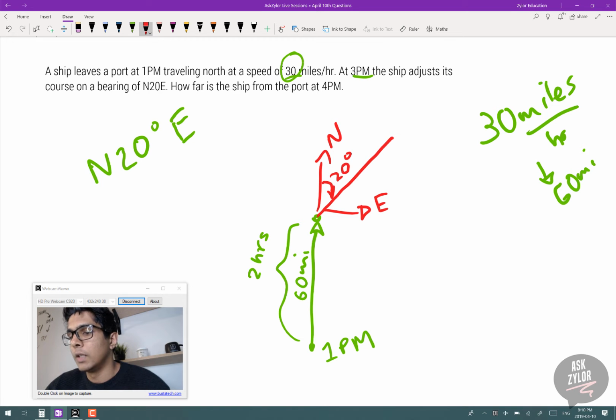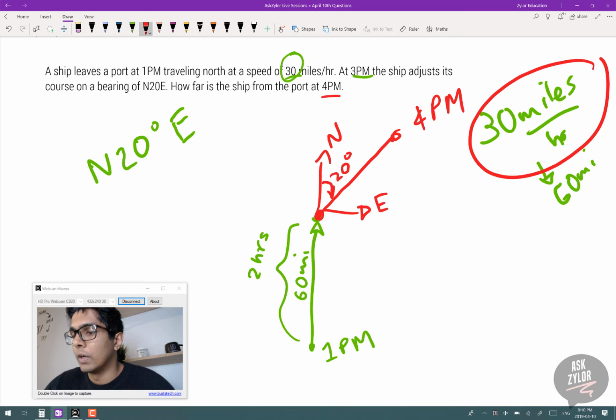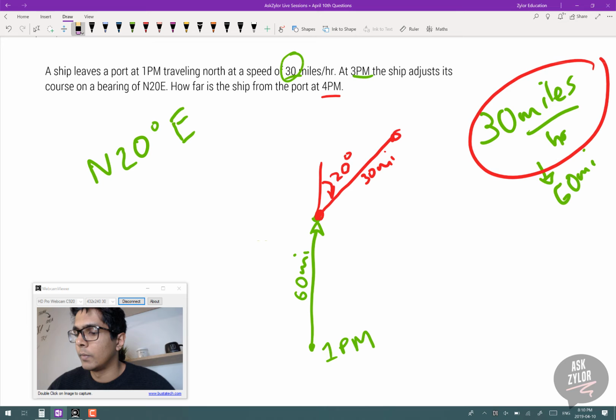Right? And after they turn 20 degrees north towards east, they keep going for another hour because they stopped at 4 p.m. So we started at 3 p.m. and they stop at 4 p.m. meaning they traveled for another hour, so the speed doesn't change. So they only traveled 30 miles in the second half. Right? So let's go ahead and get rid of everything else that we don't need right now. So this is what we have.